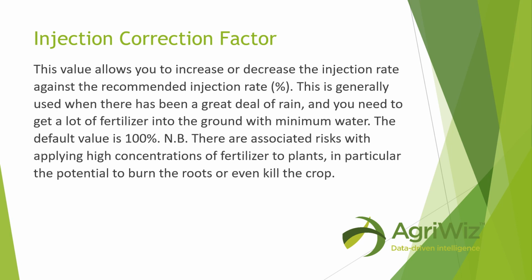Another adjustment you can make yourself is the injection correction factor. This value allows you to increase or decrease the injection rate against the recommended injection rate. This is generally used when there has been a great deal of rain and you need to get a lot of fertilizer into the ground with a minimum amount of water. The default value is 100%. Note, there are associated risks with applying high concentrations of fertilizer to plants. In particular, the potential to burn the roots or even kill the crop.